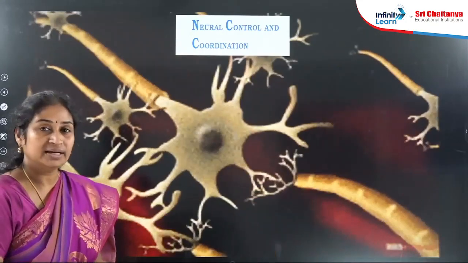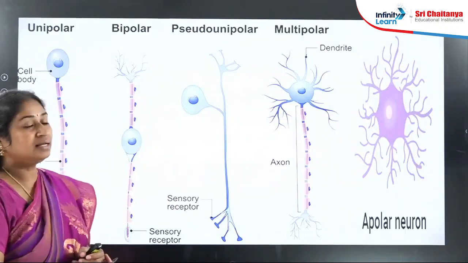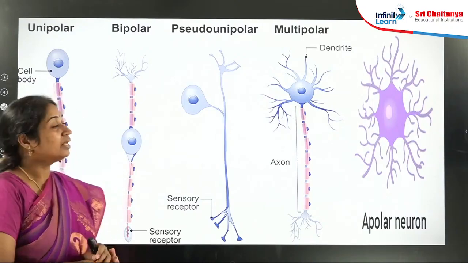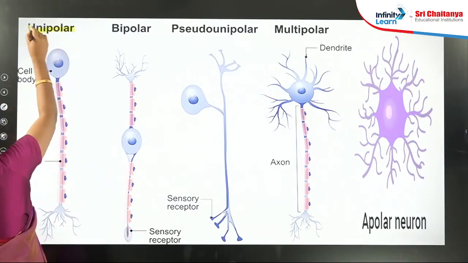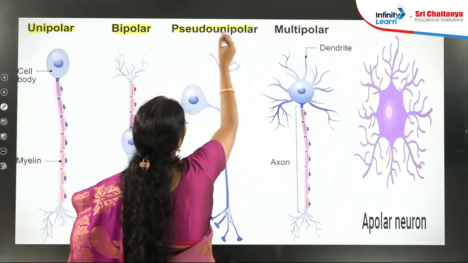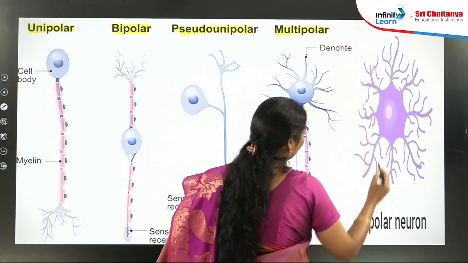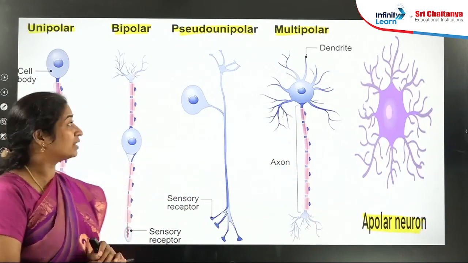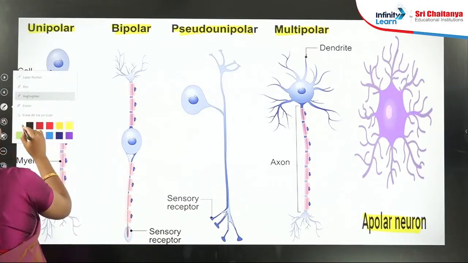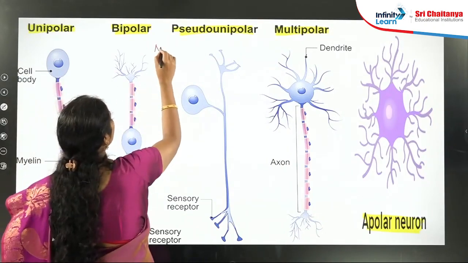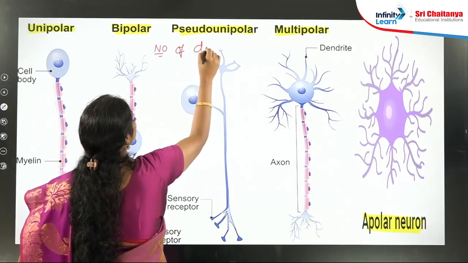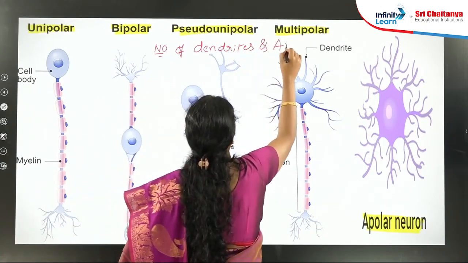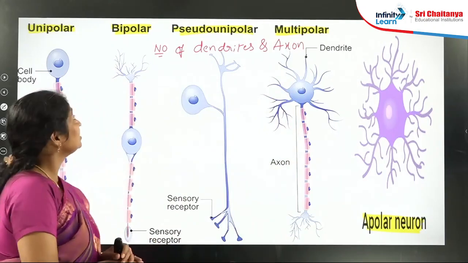So we are going to continue yesterday's topic only. So the next topic is types of neurons. There are different types of neurons in organisms. The first one is unipolar, next bipolar, pseudo-unipolar, multipolar, and one more, that is known as apolar neuron. This classification is based on the number of dendrites and axon.